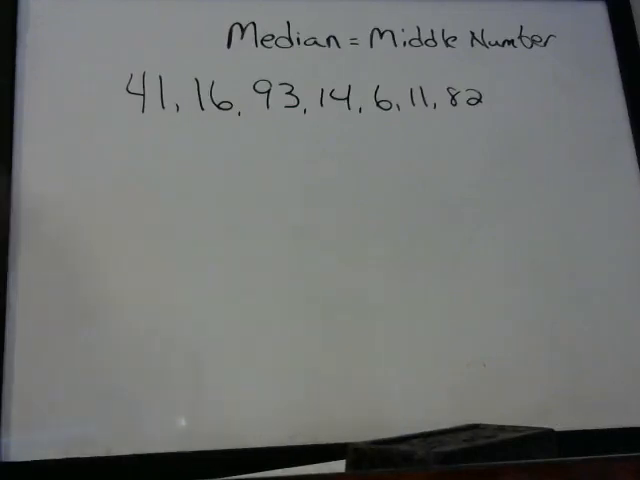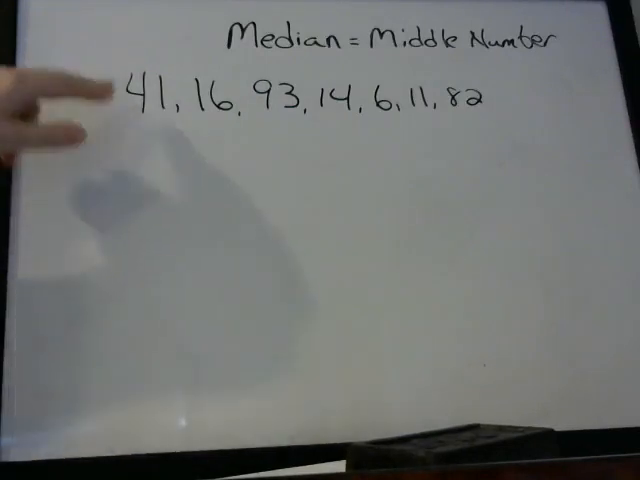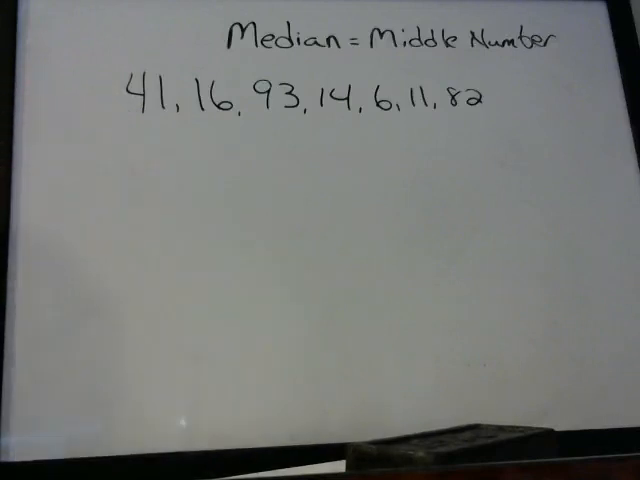We're going to talk about how to find the median of a set of numbers, and median just means that it is the middle number. On these types of problems, you're going to be given a data set, and it'll basically ask you just to find the median. The first thing you need to do when you're given all of your numbers is write them in ascending order. Ascending order means lowest to highest.